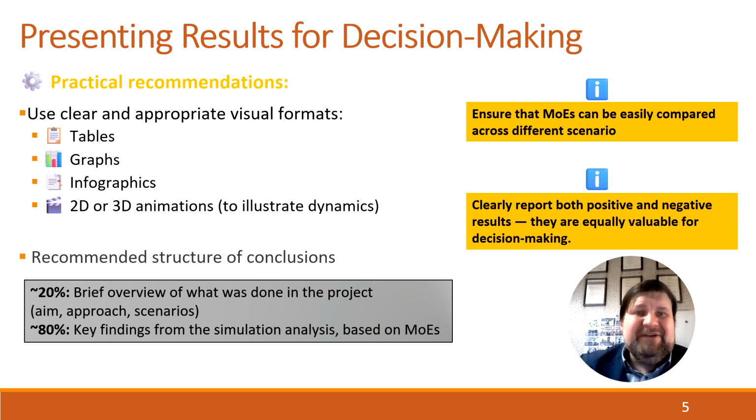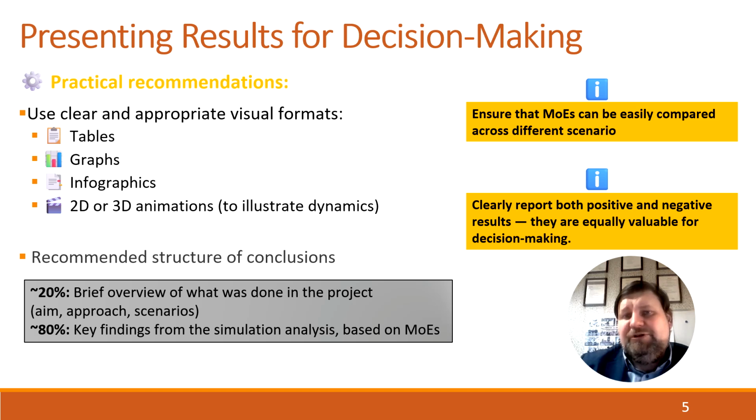It could be tables if you need to demonstrate specific values. It could be different kinds of charts and graphs if you need to present trends and comparisons. It could be infographics for communication to non-technical stakeholders, or it could be 2D and 3D animation which illustrates system dynamics. Ensure that measures of effectiveness can be easily compared across scenarios, and report both positive and negative results transparently, as both are equally valuable for informed decisions.